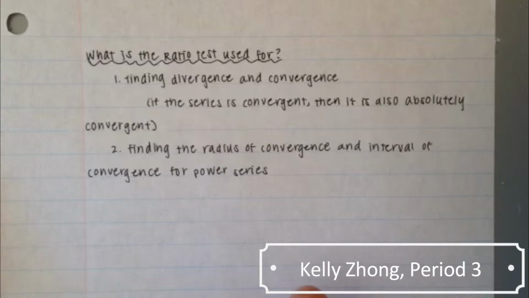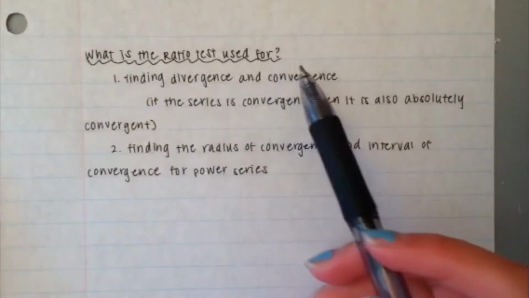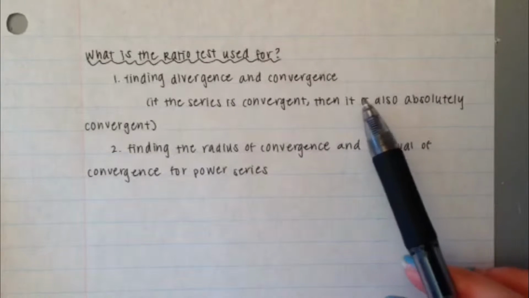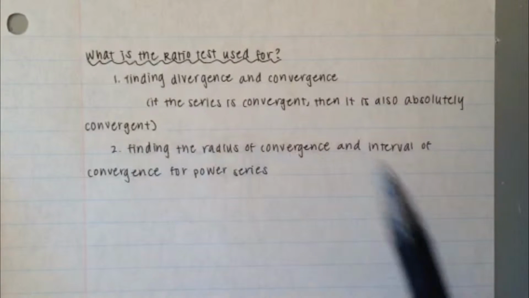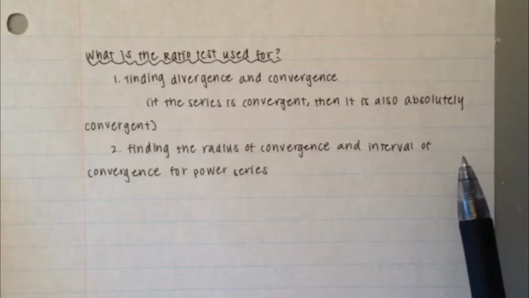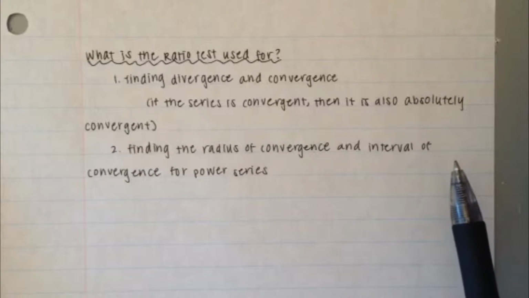to teach you about the ratio test. So what is the ratio test used for? It can be used for one, finding divergence and convergence. So if the series is convergent, it is also absolutely convergent. And the second thing that it's used for is for finding the radius of convergence and interval of convergence for power series. So the ratio test has 2 parts to it.